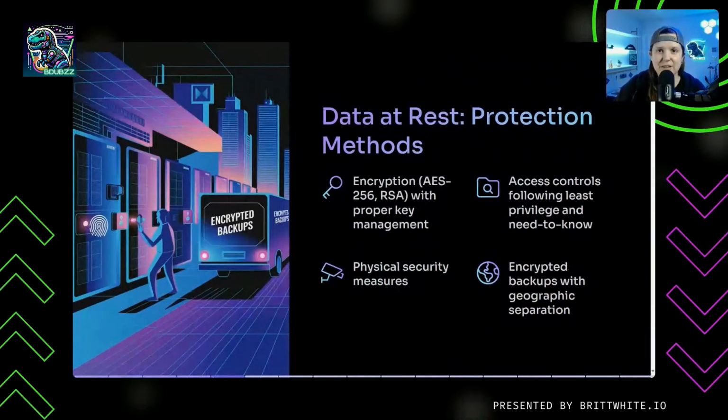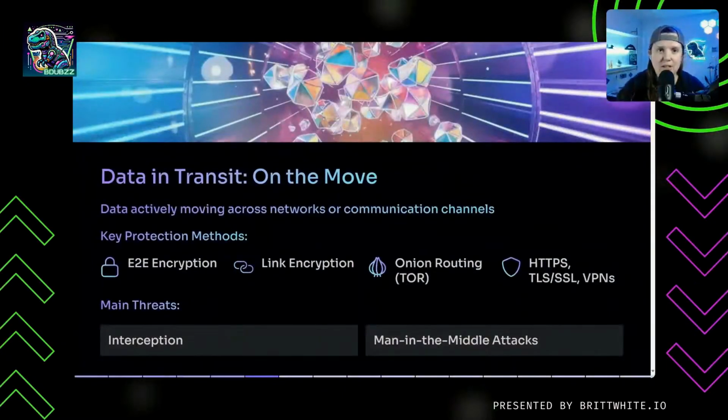Now, let's talk about data in transit. This is data that's on the move, actively traveling across the network, whether that's your internal network or the internet, or any other communication channels. Think of emails you send, websites you browse, files you transfer, or even those behind the scenes API calls you can't even see that your applications are making.